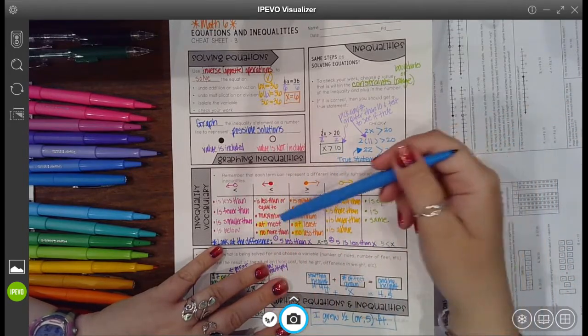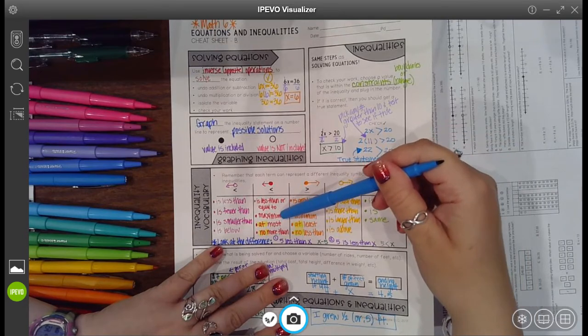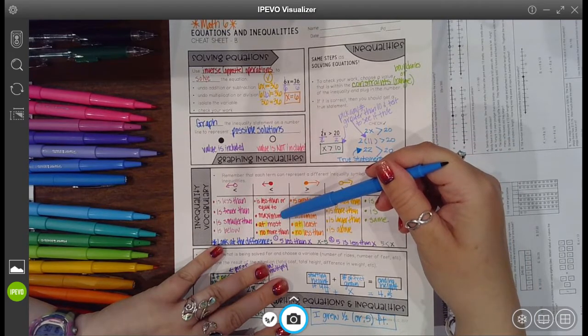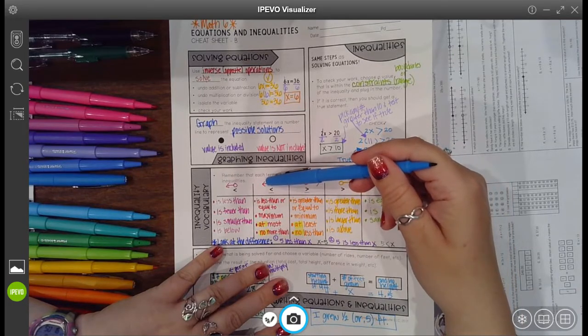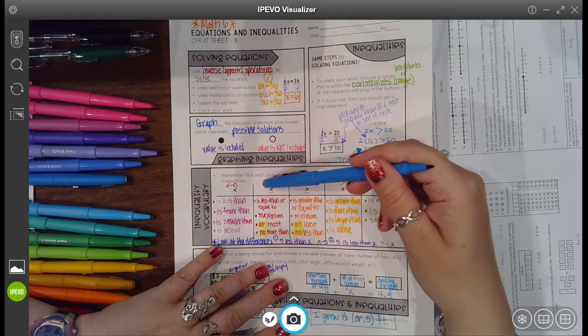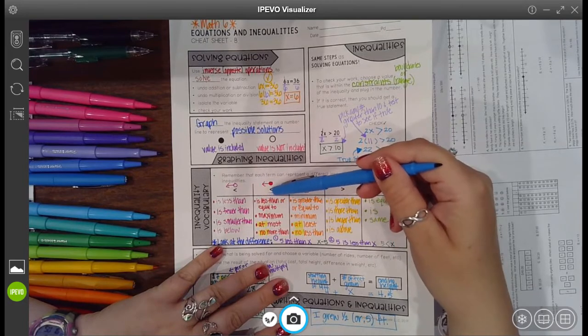Ones that are tricky is if it's like the maximum. You see the word maximum, you would think greater than, right? But actually, if you think about this as the maximum value I want it to be, but I'd prefer it to be lower. So it's actually a less than or equal to.